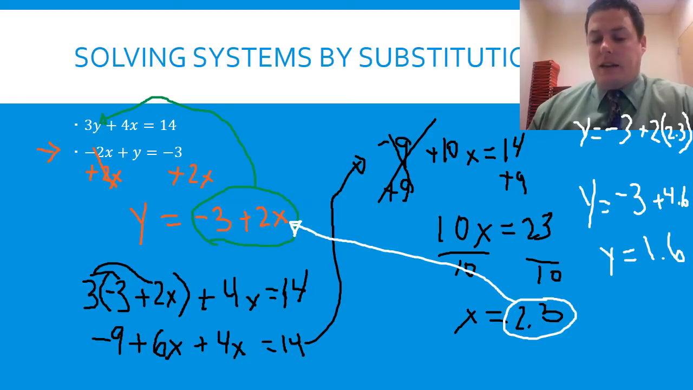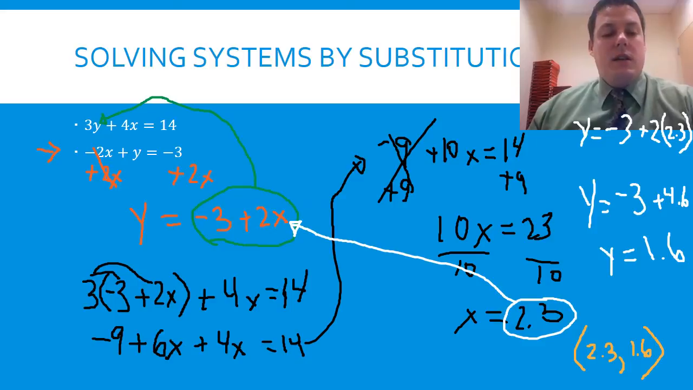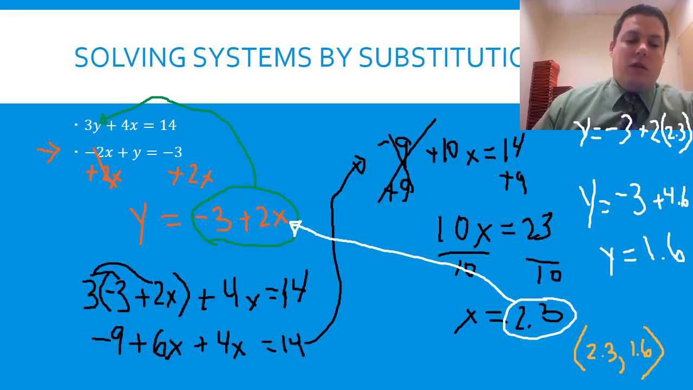So now I have x equals 2.3, y equals 1.6. I always want to write it in an ordered pair. I know they're decimals, so they're not the prettiest things, but if we plug them into both of our equations, we will see they both in fact work out.